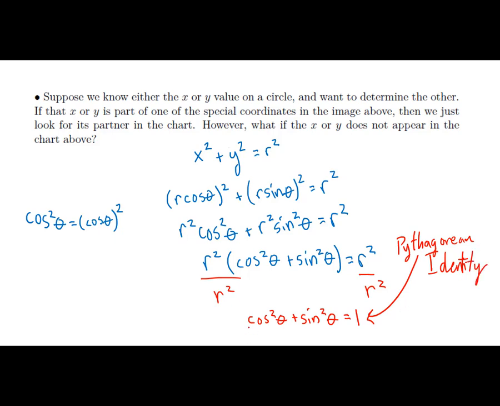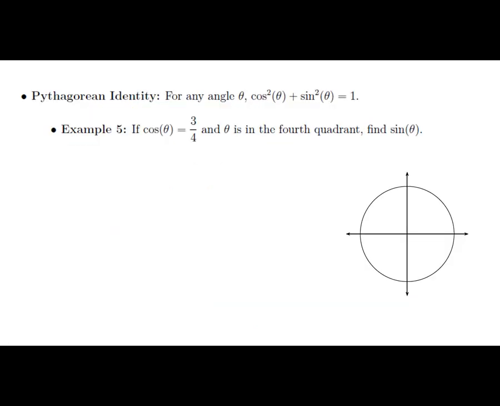And notice that we know that the cosine squared plus the sine squared equals 1. We know cosine of theta and sine of theta are the x and y values on the unit circle. However, this formula holds no matter what circle we're talking about, because remember, we didn't start with the unit circle. We started with a circle of radius r. And yet that still led us to this formula, cosine squared theta plus sine squared theta equals 1. So let's see an example of how this Pythagorean identity can be used.